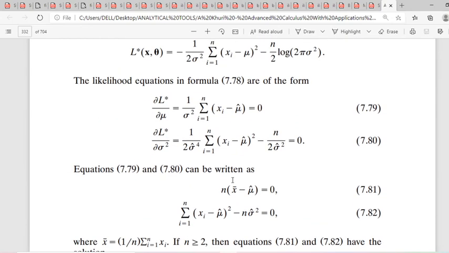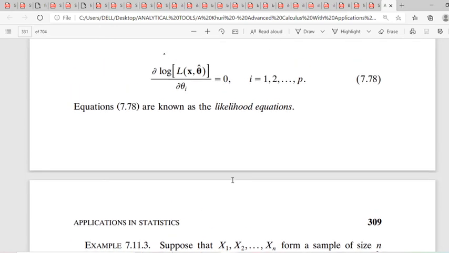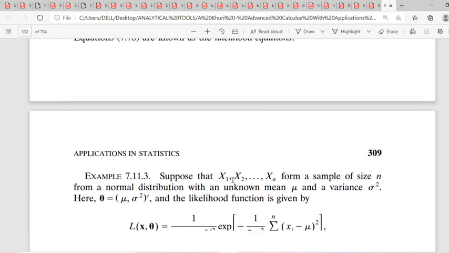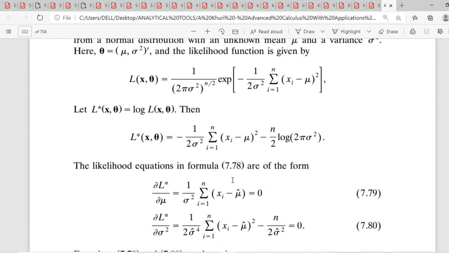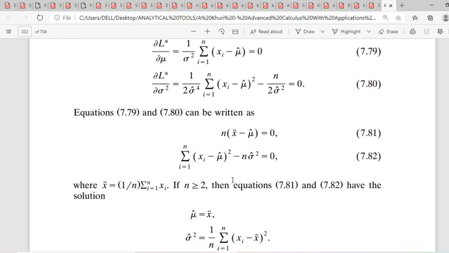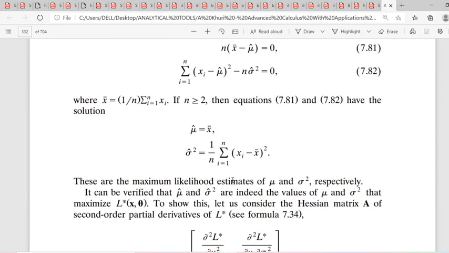This is actually an application of multivariable calculus. Even though we are differentiating, we are well aware of this type of differentiation because of mathematical calculus. The tool is nothing but mathematical calculus. The example is given here. You can take the log likelihood, differentiate with respect to the parameters, equate to 0 and solve simultaneously, so that you will get the estimated values mu cap and sigma cap squared.